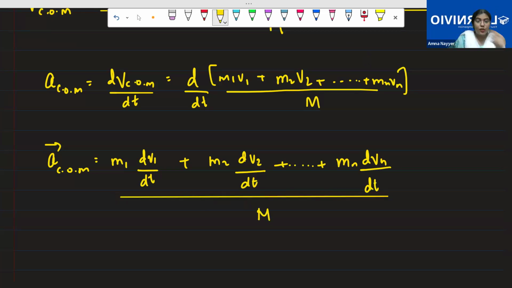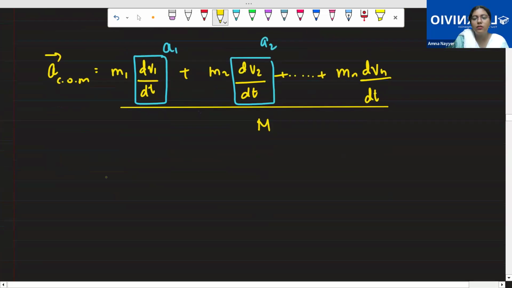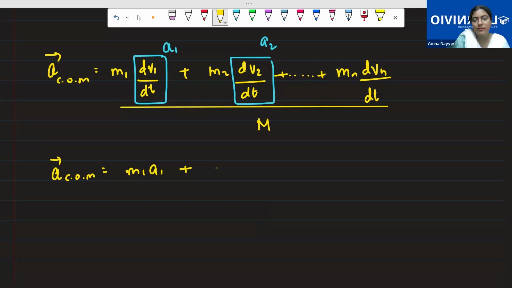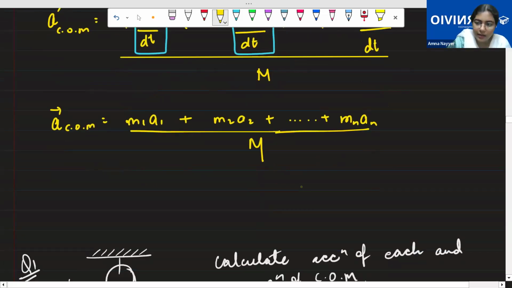Okay. So from here we can say this is acceleration, a1. This will be a2, and like this it will go on further. So the acceleration of the center of mass will be m1 a1 plus m2 a2 plus m3 a3 till mn an, divided by m. This is how you can calculate.